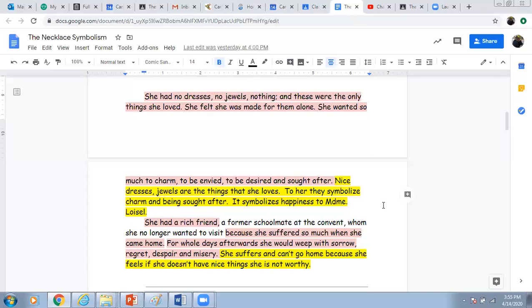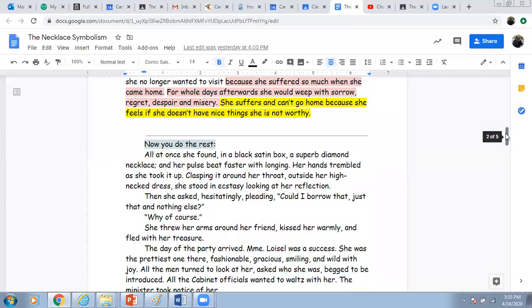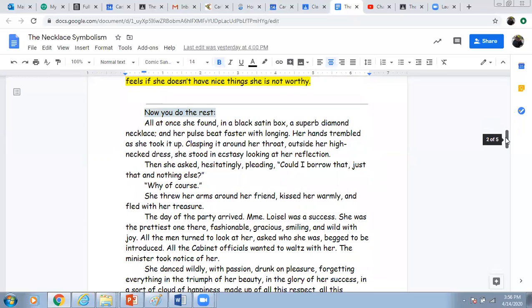"She had a rich friend, a former schoolmate at the convent, whom she no longer wanted to visit because she suffered so much when she came home. For whole days afterwards, she would weep with sorrow, regret, despair, and misery." Again, after you highlight, you might want to write a note. She suffers and can't go home because she feels as if she doesn't have nice things and then she's not worthy, right? So these nice jewels represent her having made it in life and being worthy of anyone seeing her.